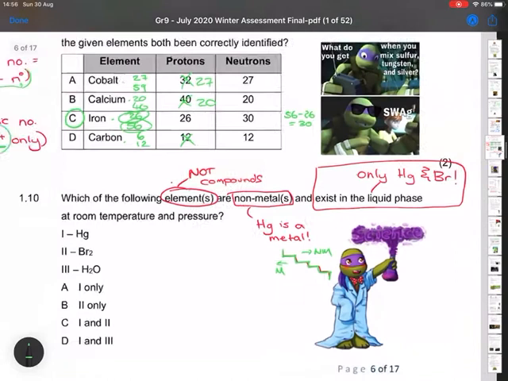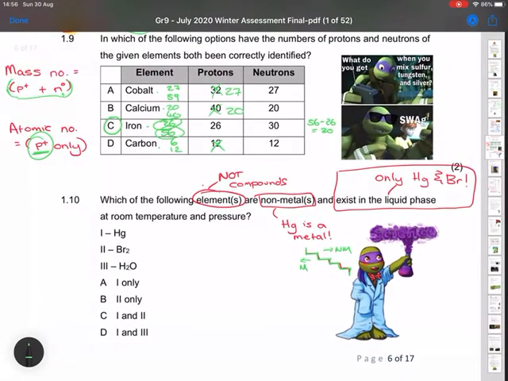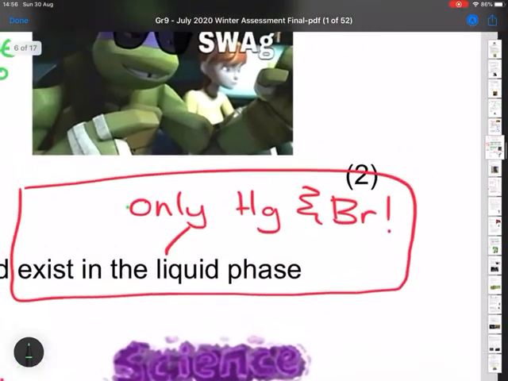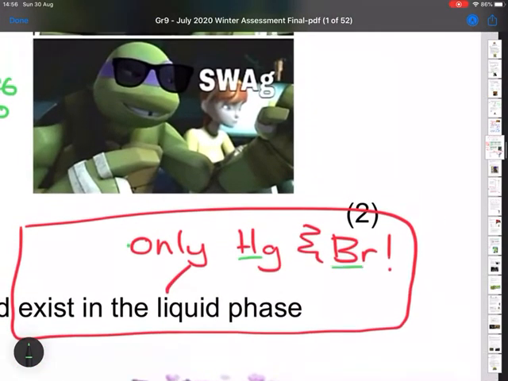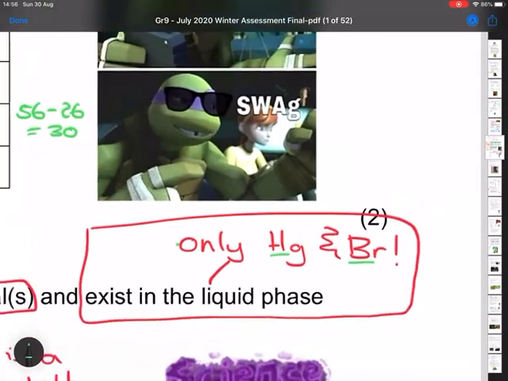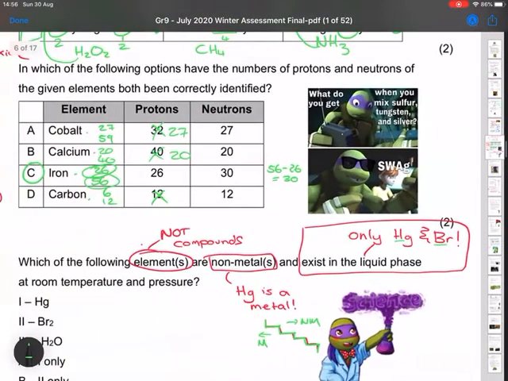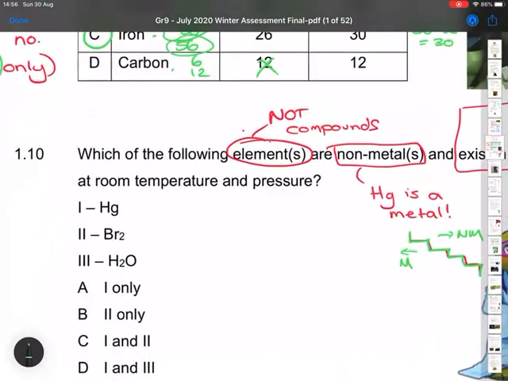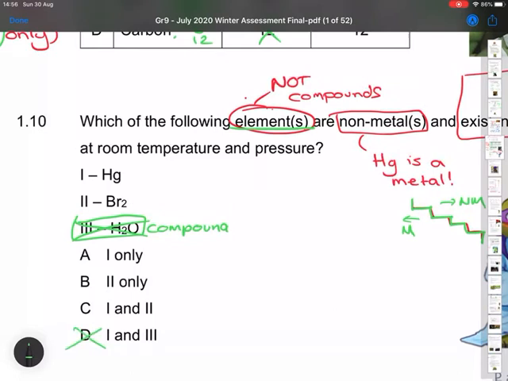Exist in the liquid phase at room temperature and pressure. So the only elements that exist as a liquid at room temperature and pressure are mercury, Hg, and bromine. Now, mercury and bromine, guys, those are elements, so that's fine. If there was a compound there, you ignore it. And there is. Water is a compound. And yes, water is a liquid at room temperature and pressure, sure, but water is a compound, not an element. And they are specifically for elements. So anything that contains option 3 is a lie, so you can cross out D.